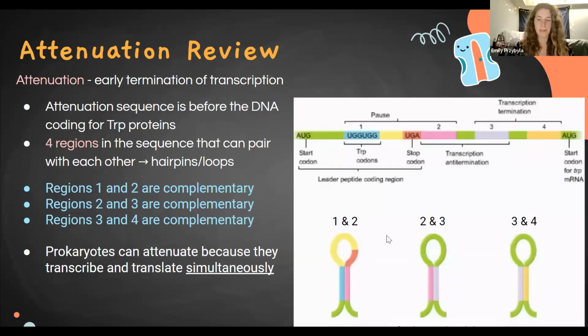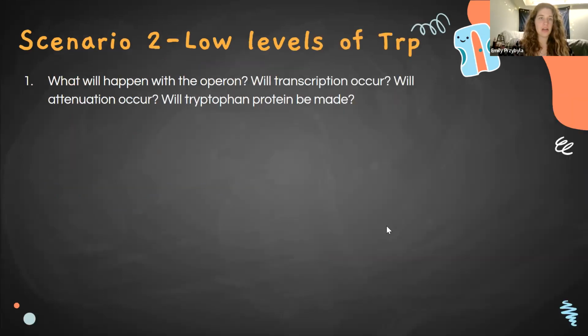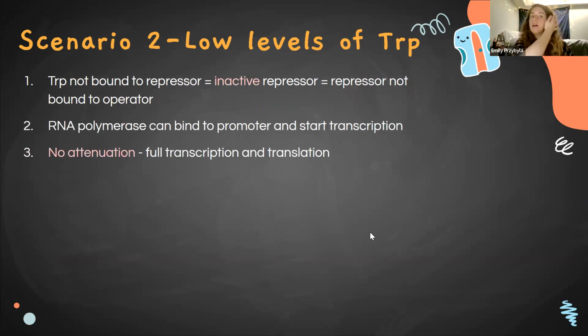Okay, so we did this. So scenario 2 is if we have low levels of tryptophan. Now imagine if we have low levels of tryptophan, our repressor is not going to be bound and attenuation isn't occurring because that ribosome pauses. So the 2 and 3 will hairpin if we have low levels of tryptophan, which makes sense because we want to make more tryptophan. So we're not attenuating, we're making the mRNA, we're making the polypeptide, we're making the proteins.